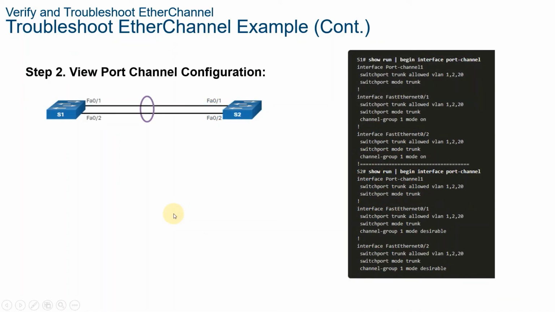Step 2, view the port channel configuration. You can use show run, or the shorthand show run | begin interface port-channel. It presents a more detailed output that indicates that there are incompatible PAgP modes configured on switch 1 and switch 2 here.